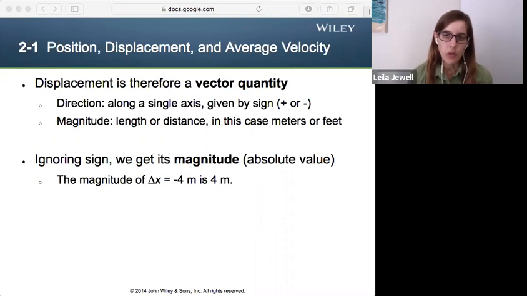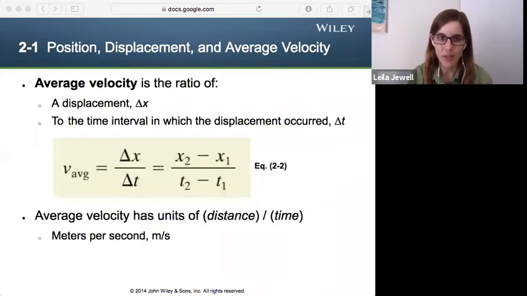Now, if we ignore the positive or negative sign that tells us about the direction, we get the magnitude of the displacement, which is a scalar quantity. The other way to get it is just to take the absolute value. So the magnitude of our second displacement example on the previous slide, that -4 meters, is just 4. The magnitude doesn't say that it's moving in the negative direction. It's just saying, hey, the net displacement's 4. I don't know if it's positive or negative. So there we've defined some things.